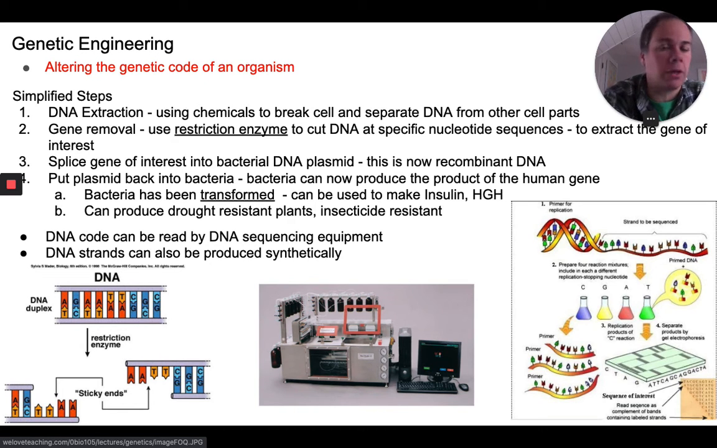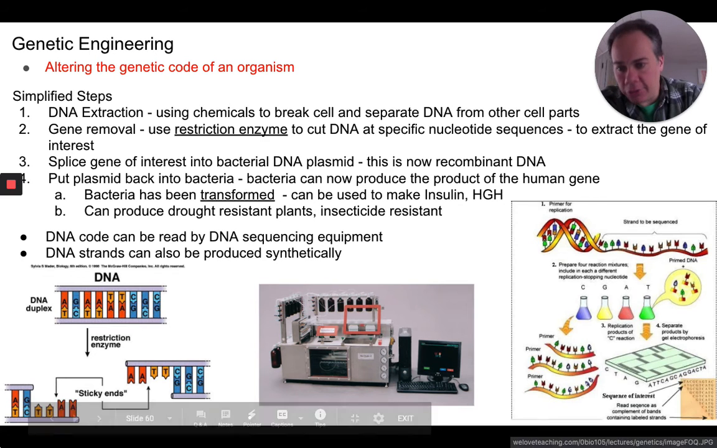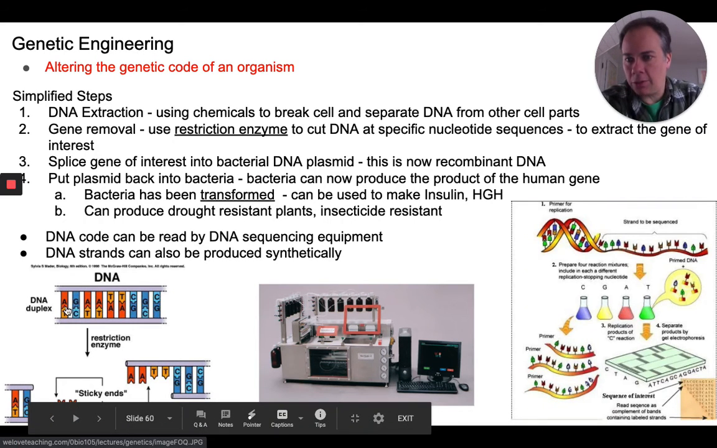It's used to make other human proteins as well, like human growth hormone and so forth. And this has been done many, many times for various uses, and we'll talk about some examples of that. But again, here you see the DNA molecule with a sequence of bases. A restriction enzyme can cut it open, and then in that gap, a new gene can be placed.